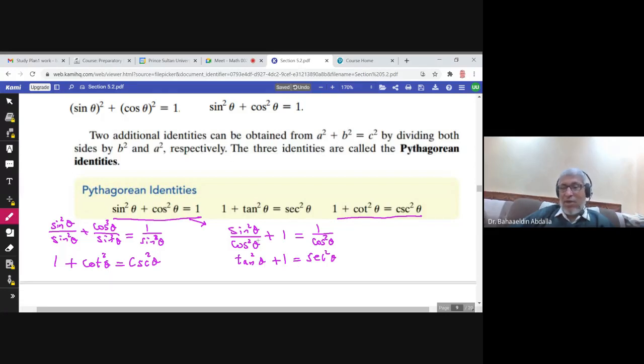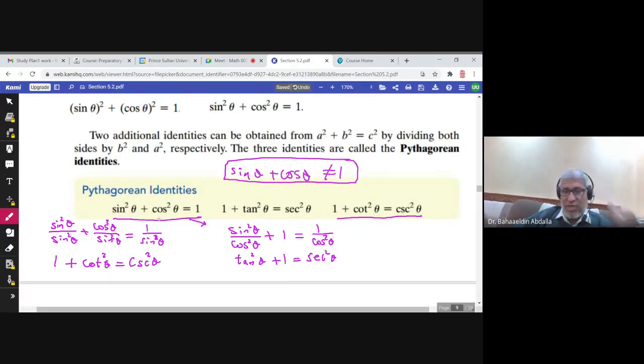So there is a relation between tan and secant, and there is a relation between cotan and cosecant. Pythagorean identities. Remember, sine square plus cosine square equals 1. But sine plus cosine is not 1. Sine square plus cosine square is 1, but sine plus cosine is not 1, because when you take the square root, you do not distribute the square root.